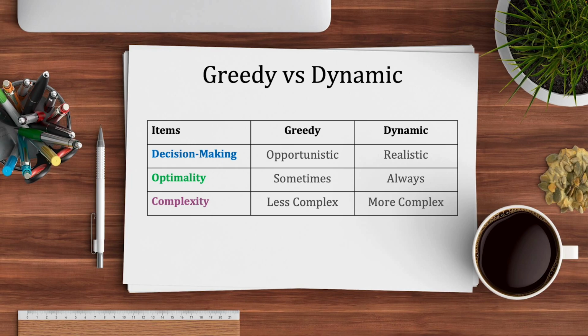In terms of optimality, unlike dynamic programming, greedy does not guarantee the optimal solution in all cases. It may provide a locally optimal solution, something that is close to an optimal solution, but it might not be a globally optimal solution. And when it comes to complexity, greedy is often simpler to implement and quicker to execute, while dynamic programming can be more complex to implement and may involve more computational time and space.